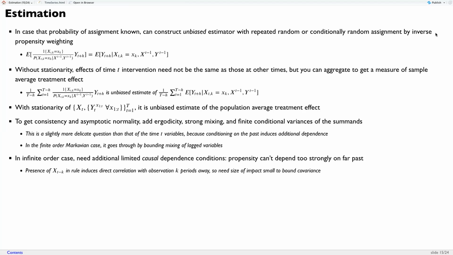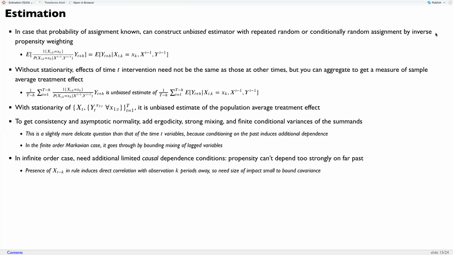With stationarity of the treatments and potential and observed outcomes, I just wrote that as potential outcomes because observed follows by causal consistency, this is an unbiased estimate of the population average treatment effect. And then adding on to stationarity, ergodicity and strong mixing, appropriate rates, you can get consistency and asymptotic normality for this estimator.